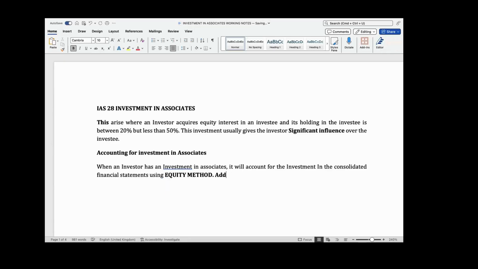Additionally, the investor will also recognize the investment in its separate financial statements, either at cost or in line with IFRS 9.